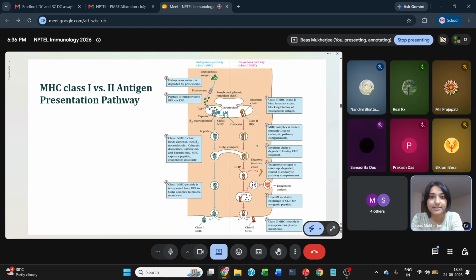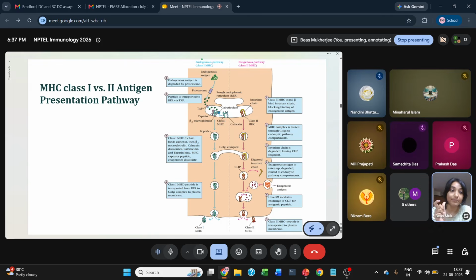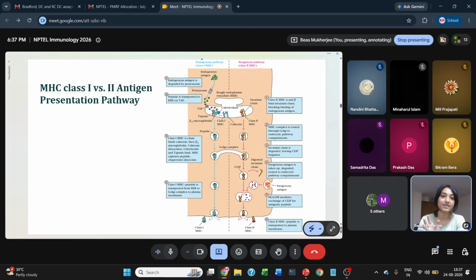First look at this endogenous pathway, MHC class 1. So there is this endogenous antigen that has been produced inside our body. Endogenous antigen is degraded by the proteasome, remember. And what happens? The peptide is transported to the RER, that is the rough endoplasmic reticulum, via TAP. Remember we talked about TAP. I said TAP proteins will come up in an upcoming slide. So this is your TAP. This TAP protein is taking it to the rough endoplasmic reticulum.